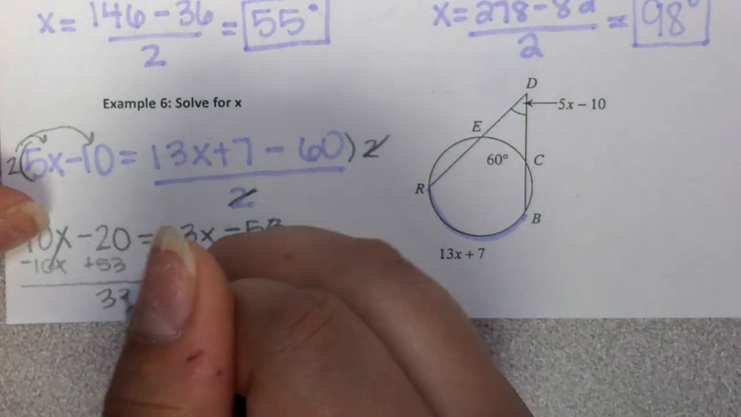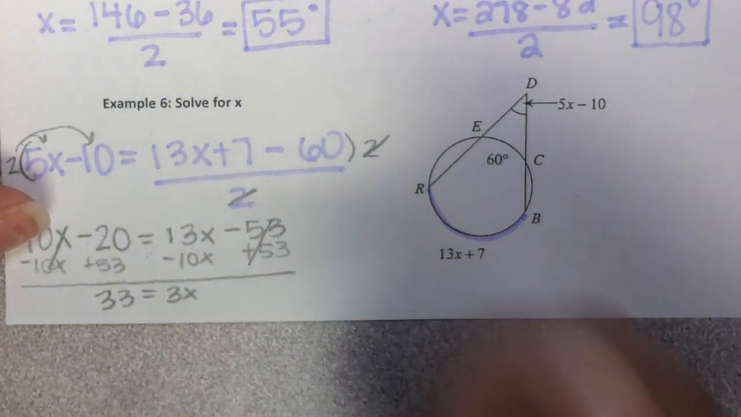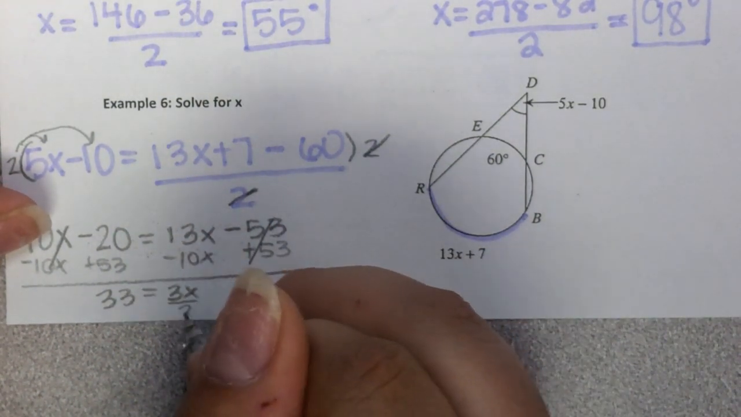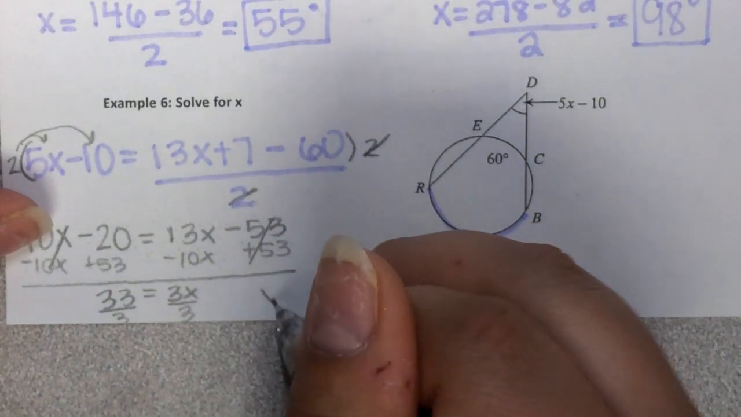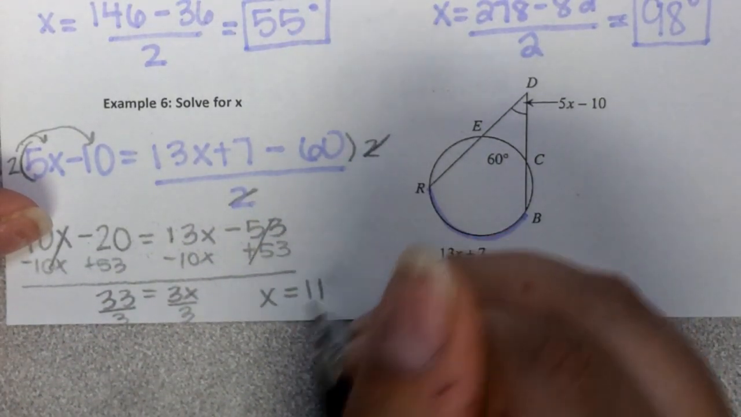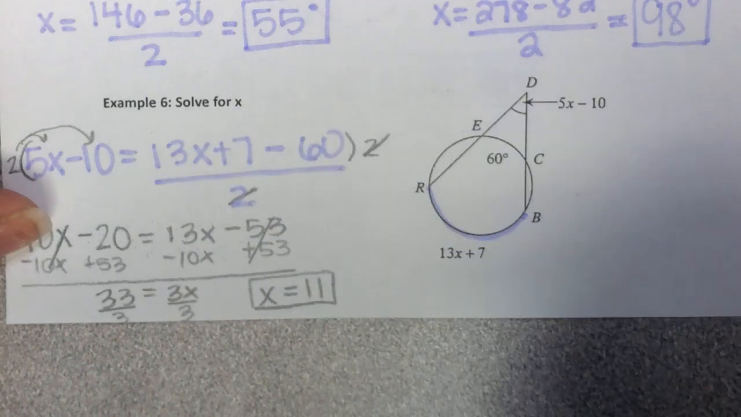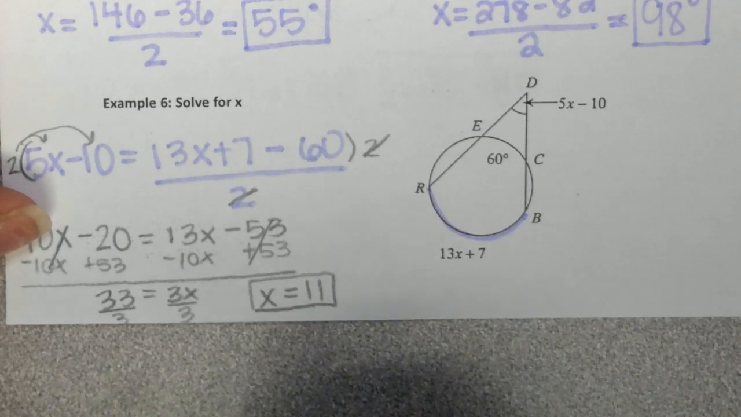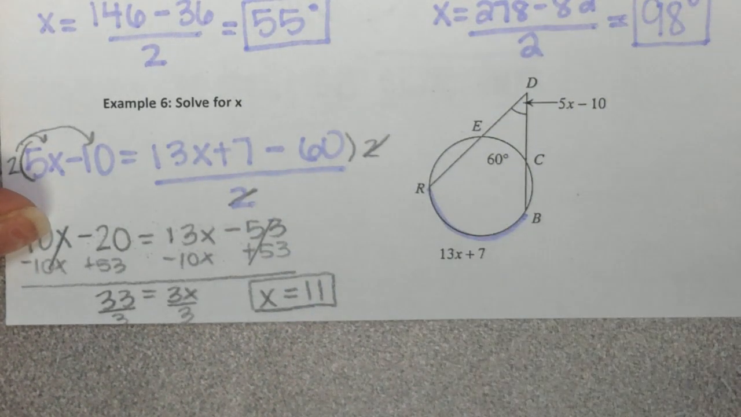That gives me 33 equals 3x. So x equals 11. Miss, I accidentally thought the 20 was a positive. That makes sense though? The hardest part is going to be just plugging in. Correct. And then I might ask you, plug in, what is arc RB? Or something like that. 55.